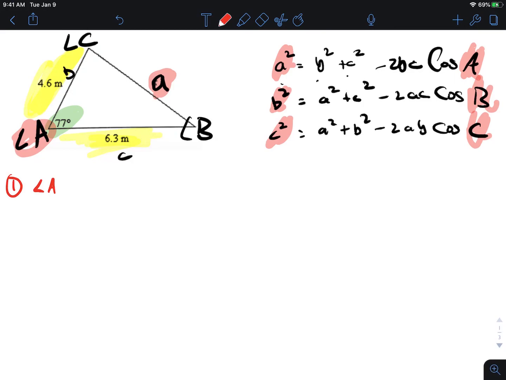Angle A, 77 degrees. B, so side length B is 4.6 meters. C, 6.3 meters. And side length A, which is what I want to know, unknown.